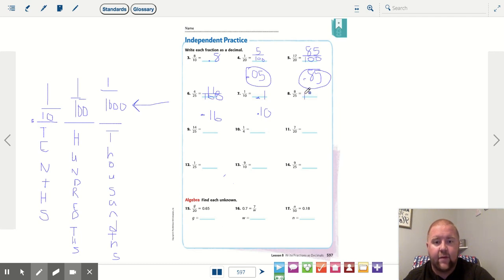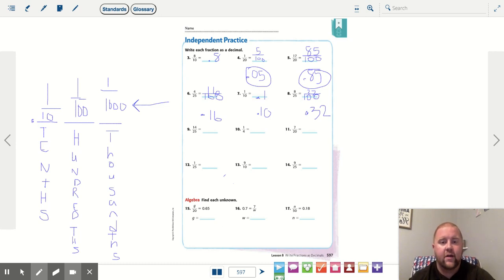8/25, multiply it by 4, that gives you 100 again. All right, so then multiply by 4 on top, that gives you 32 over 100, which gives you 32 hundredths, just like that.